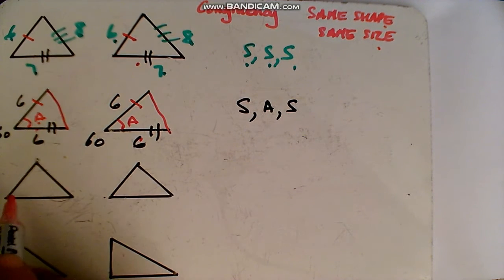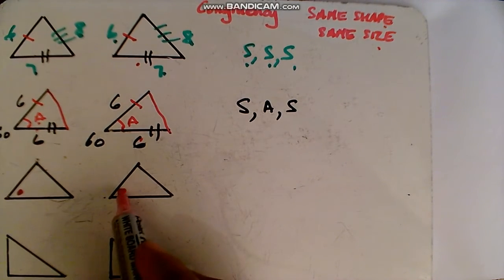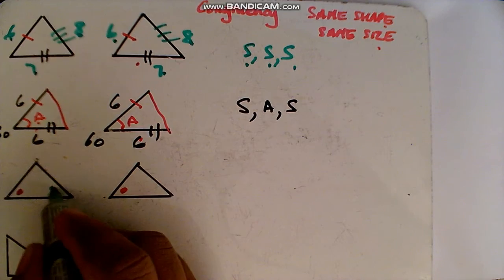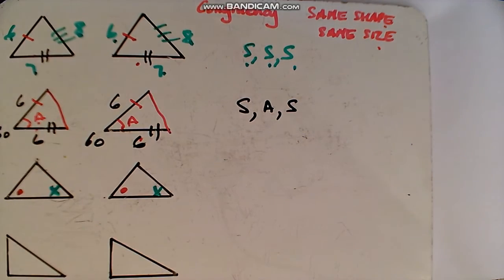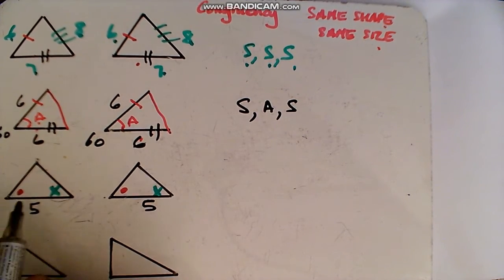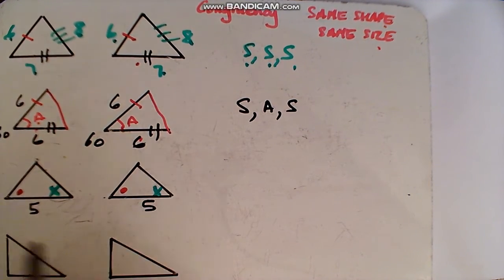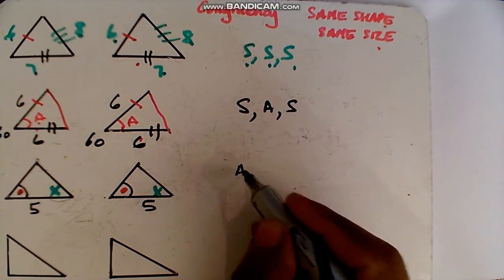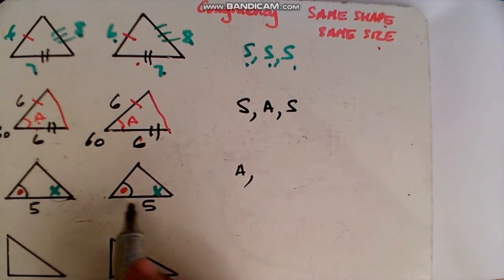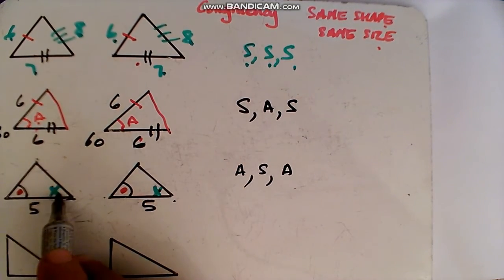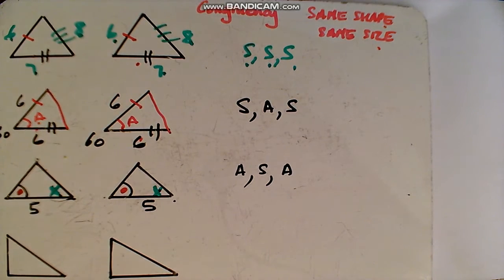If you're looking at, let's say we have an angle that's the same, an angle that's the same, we have another angle that's the same, and we have a value, let's say for example 5 and 5, then we can say these are congruent. Our reason will be an angle, a side, and an angle. And so we get angle, side, angle.